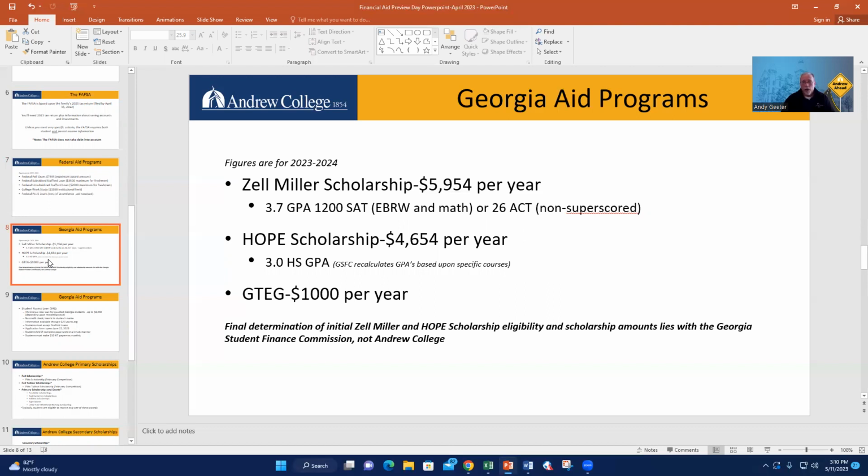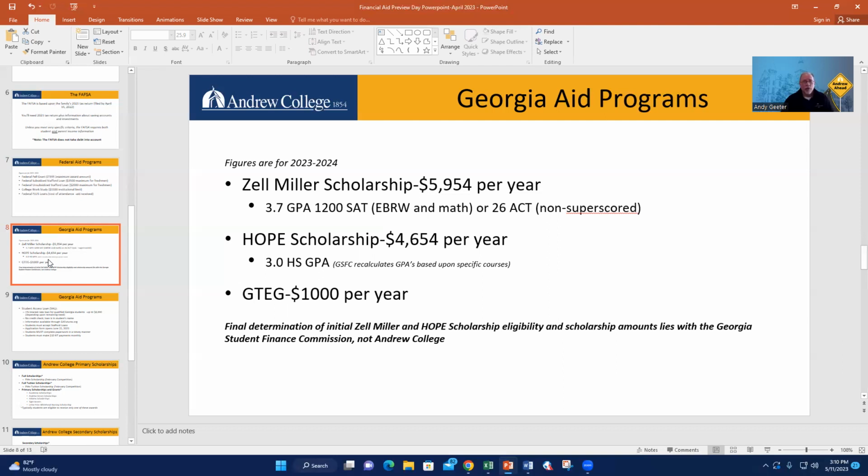For the Hope Scholarship, $4,654 per year. The Hope Scholarship, a student has to have a 3.0 coming out of high school. For the Zell Miller Scholarship, they have to have at least a 3.7 or higher GPA and at least a 1200 SAT or a 26 ACT, and those have to be in one sitting. So they can't be what's referred to as super scored. So in other words, you can't take the math from the January administration and the EBRW from the September administration, put those scores together.